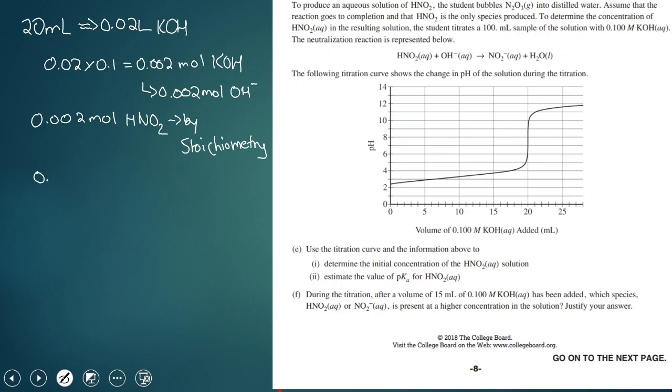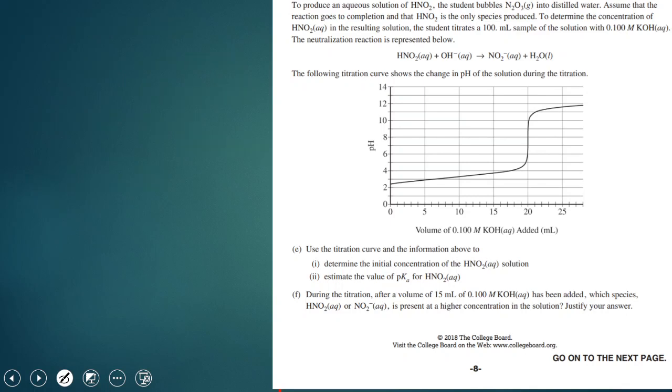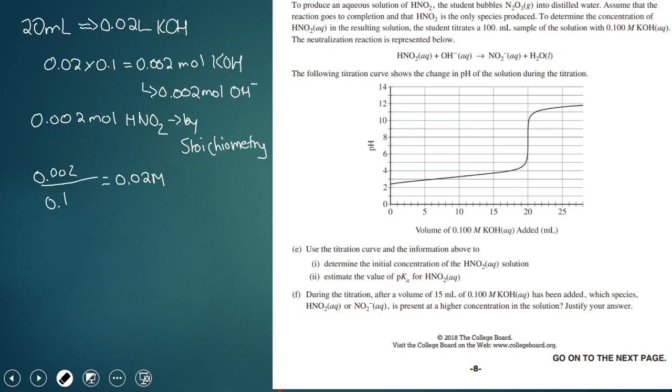And then we do 0.002 divided by 0.1 to get 0.02 molar, I believe. So yes, 0.02 molar HNO2 solution. Okay, and I should be able to fit this on the previous slide.